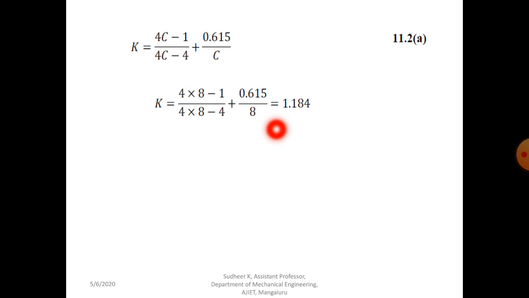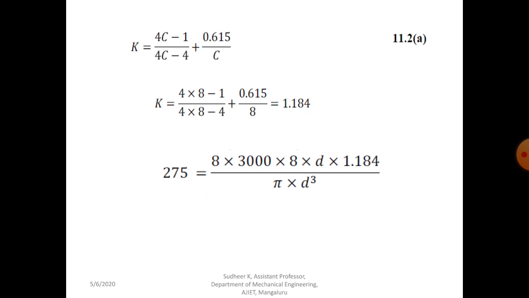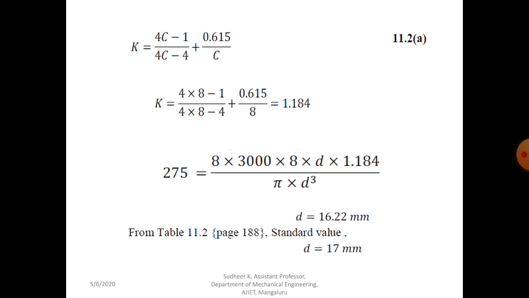Now you have to find out the Wahl stress correction factor K, that is from equation number 11.2. So K can be calculated like this, and you will get 1.184. Now we have to substitute all the expressions in the shear stress equation, that is 275 is equal to 8 into the value of F2, that is 3000, into capital D. You write it in terms of small d, that is 8 into d into 1.184 divided by pi into d cube. So you will get d as 16.22.